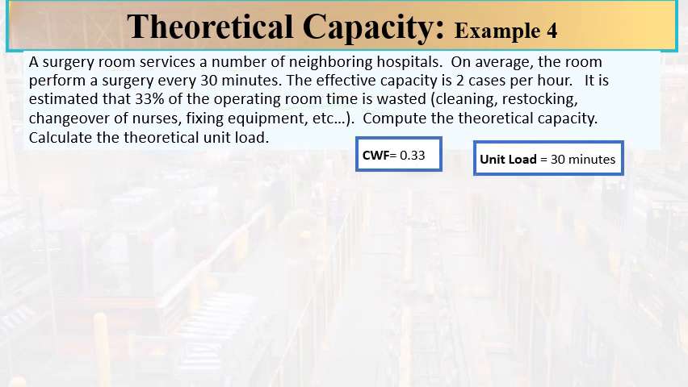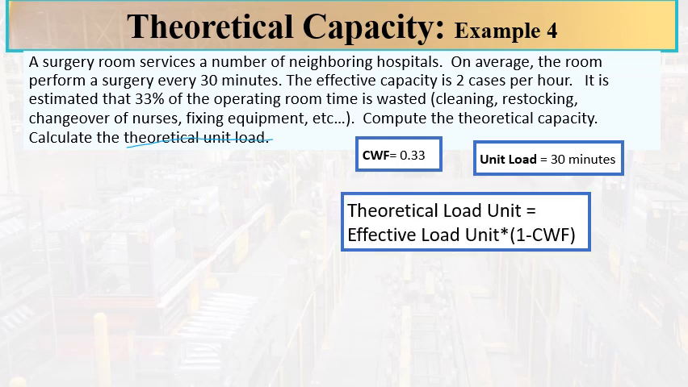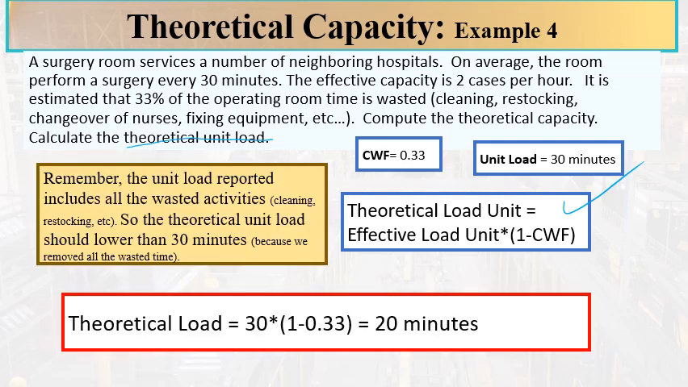Now we want to calculate the theoretical unit load. Now again, it's just applying the equation. And this is the equation. Theoretical load is going to be 30 times 1 minus 0.33, we get 20 minutes. Now just remember that the theoretical unit load is going to be lower than the normal unit load, the 30 minutes, because so much of the time is eaten up by waste.